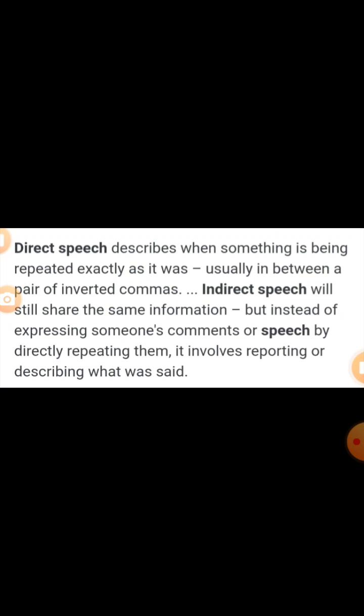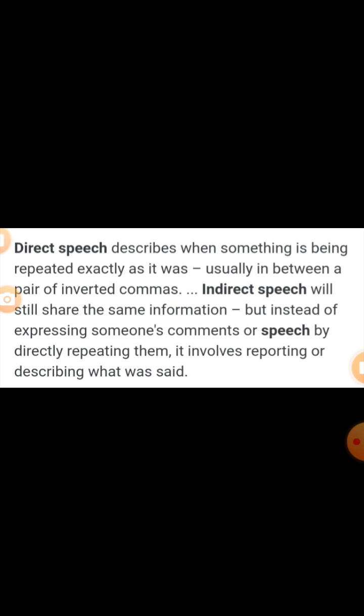Direct speech describes when something is being repeated exactly as it was, usually in between a pair of inverted commas. As you have already seen in practice, those statements that are enclosed in inverted commas are direct speech, and these direct speeches are the direct comments, direct remarks, or direct conversation of a speaker.